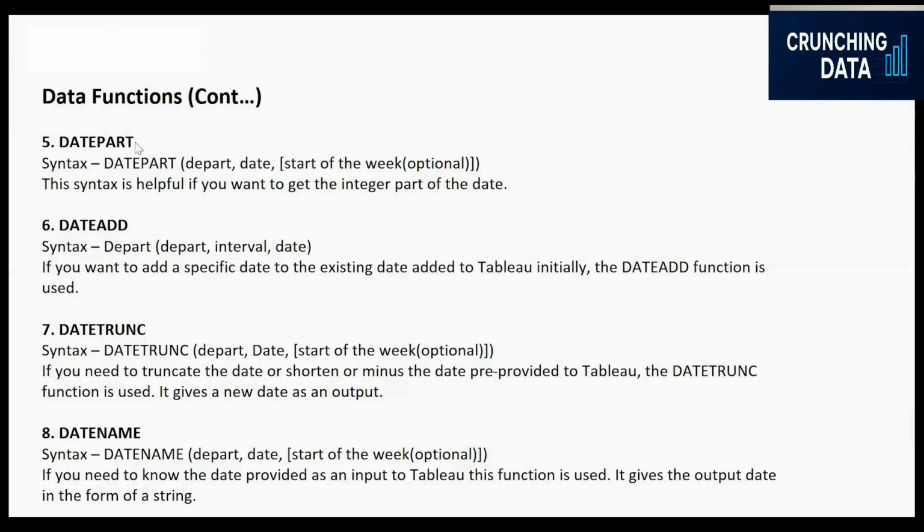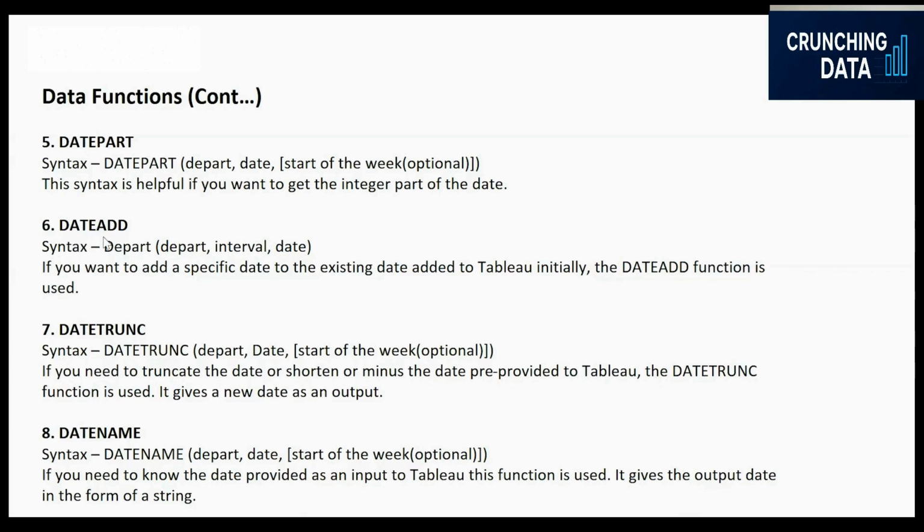Then we have the date part function. This is useful if you want to get the integer part of any date. Let's say the date is 1st of January 1994 again, and you want to extract the 1994 out of it. You can use this function and that part would be extracted in the form of an integer.